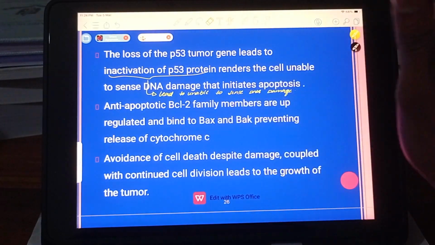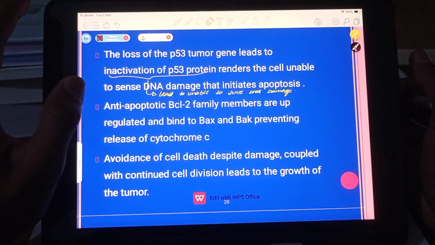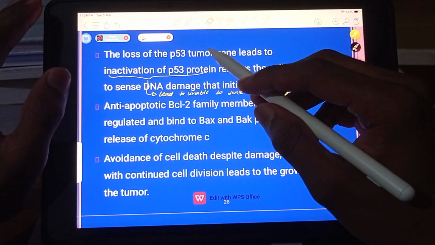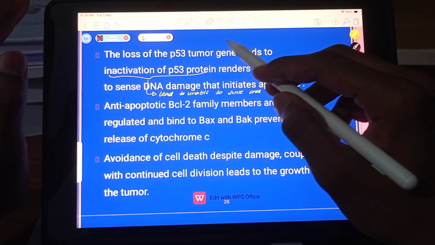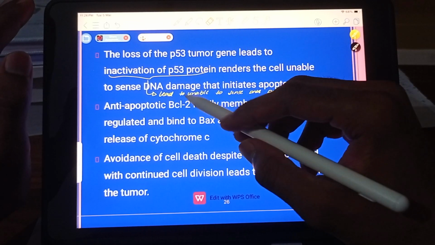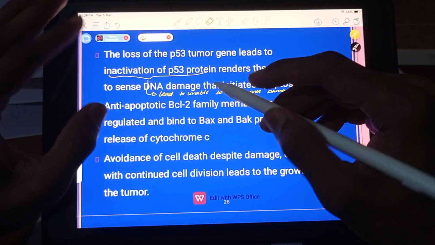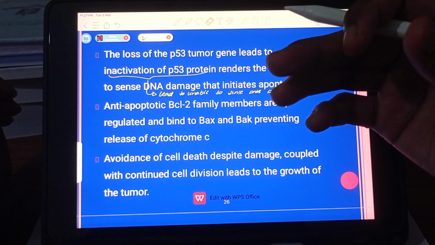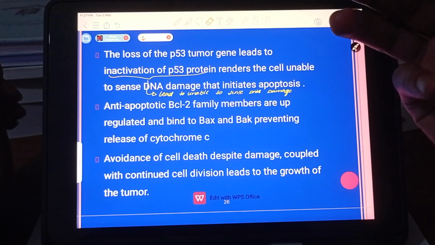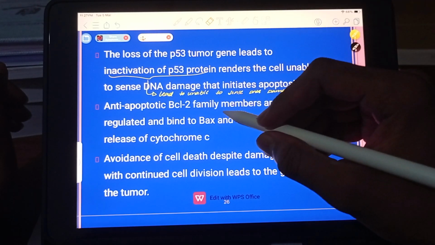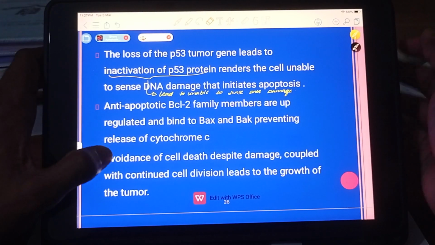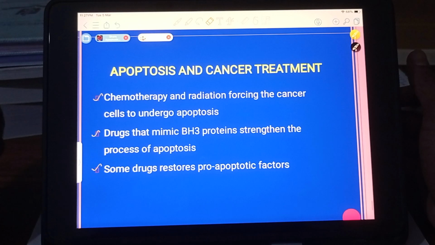The anti-apoptotic BCL2 family members are upregulated. So what will happen if there is inactivation of this protein? Actually, this protein leads to apoptosis. If there is an inactivation, the cell is unable to sense the DNA damage, and the anti-apoptotic protein will get upregulated. It will prevent cytochrome C from being released, and it will lead to cancer. So this is the basic thing.